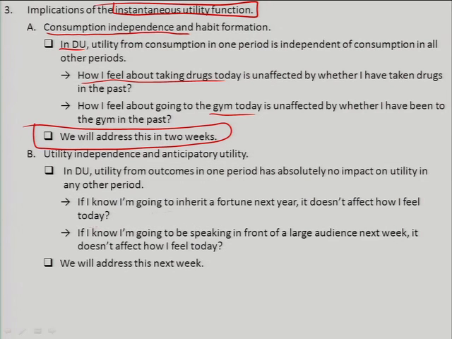If I know I'm going to inherit a fortune next year, it doesn't affect how I feel today. That's one of the things this implicitly assumes. Or if I know that I'm going to be speaking in front of a large audience next week, it doesn't affect how I feel today. And casual introspection tells us that both of those things are wrong.